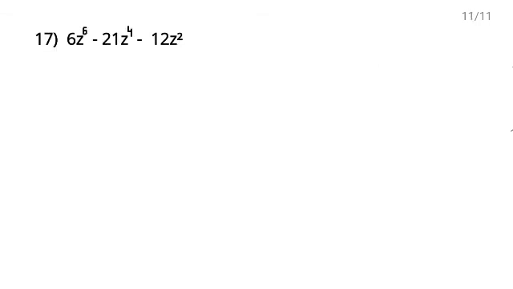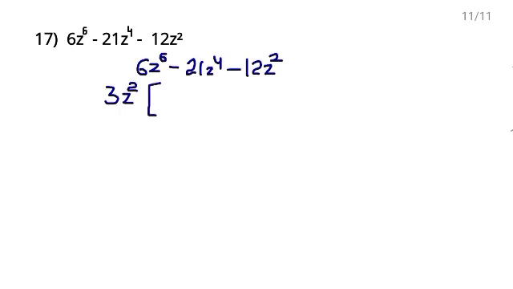Next question, question number 17. You have 6z raised to the power 6 minus 21z raised to the power 4 minus 12z raised to the power 2. First of all, check for the common factors. You can take 3 common ले सकते हैं and z raised to the power 2, because minimum power क्या है, z raised to the power 2. Now you have 3 2s are 6, z raised to the power 4. Because power 6 में से आप 2 पावर ले लेंगे, 4 is remaining.